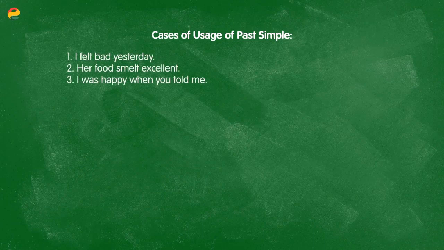And there's one more usage of the past simple tense that we need to know. I can also say something like, I felt bad yesterday, or her food smelt excellent, or even, I was happy when you told me. Here we are using this structure with stative verbs that are talking about my state at the moment, tired, happy, good. And in this case, we also use the past simple tense.